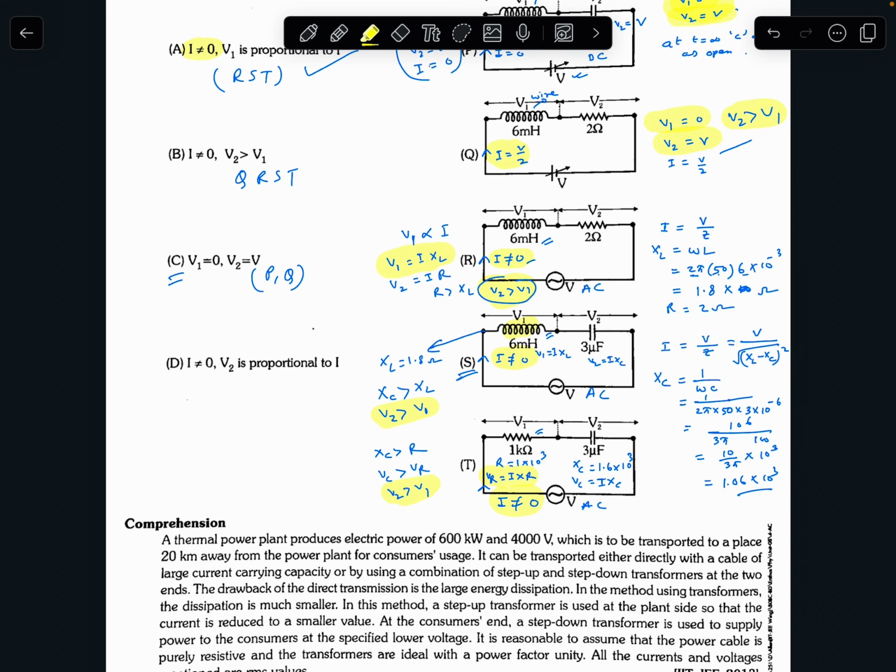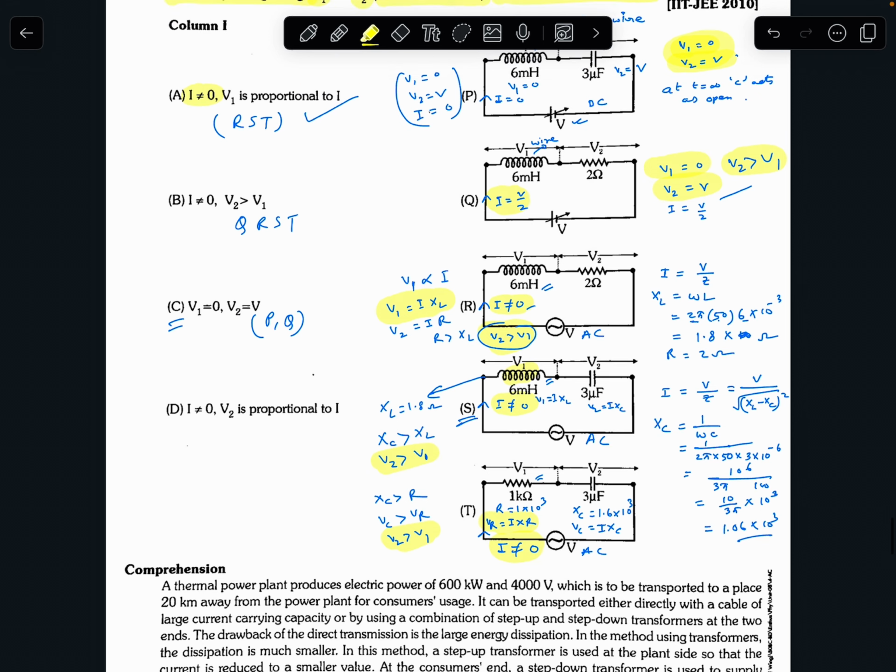Option D, I not equal to 0. So I not equal to 0, QRST for D. V2 is proportional to I. Definitely V2 everywhere is proportional to I. In the first one V equal to IR. Second one V equal to IR. Third one V equal to I into XC. Fourth one V2 also I into XC. So here also it will be QRST.